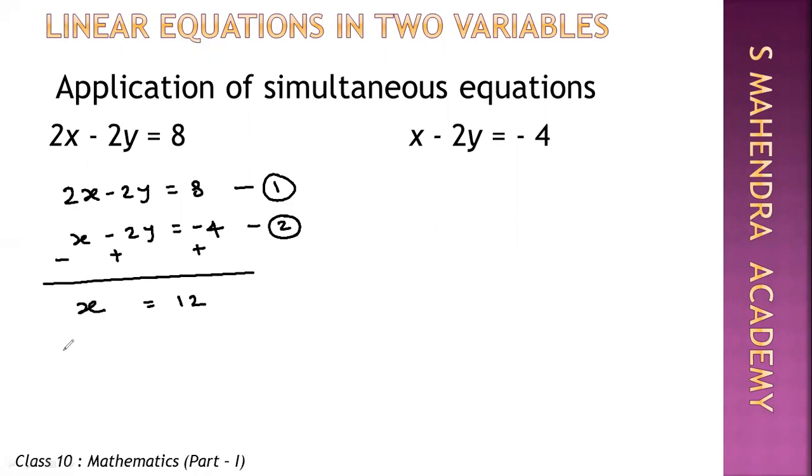Now for the value of variable y, we have to substitute this value in either equation 1 or equation number 2. So after substituting this value in equation number 2, we will get 12 minus 2y is equal to minus 4.